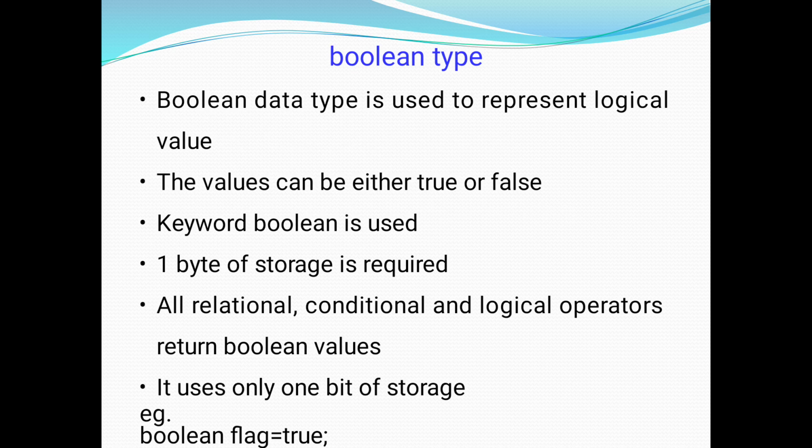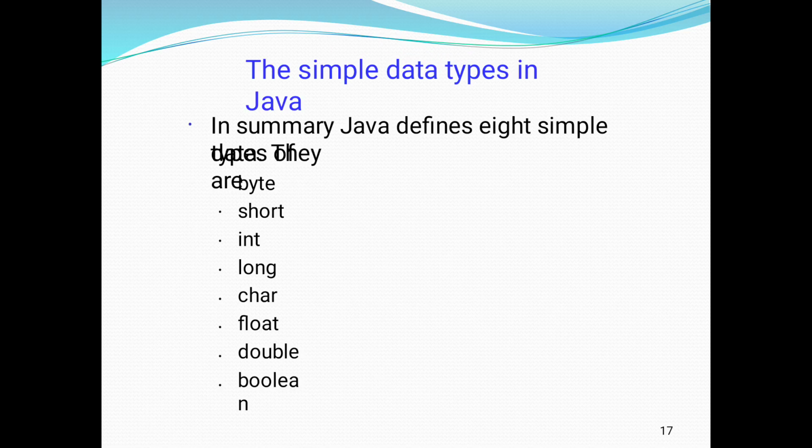Next, we can see about the Boolean data type. Boolean is used to represent logical values. That is, the value can be either true or false. The keyword boolean is used to declare a Boolean data type. 1 byte of storage is required. It has all the relational, conditional and logical operators written with Boolean values. In the example, flag is a variable declared as a Boolean data type, and here true is initialized to that variable. This is all about the non-numeric data types, that is character and Boolean.